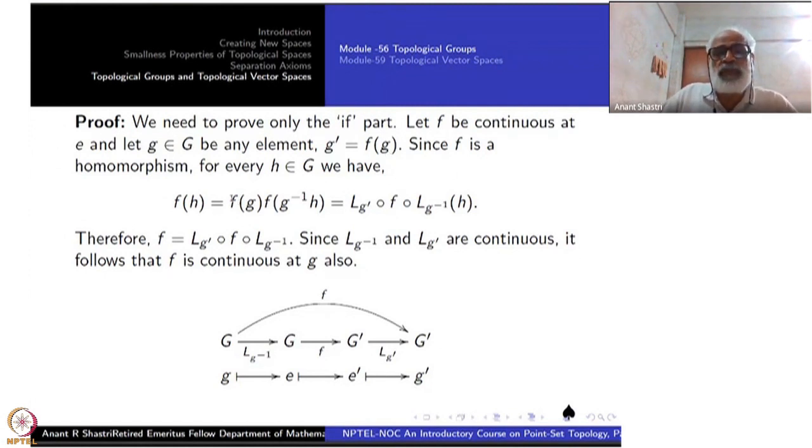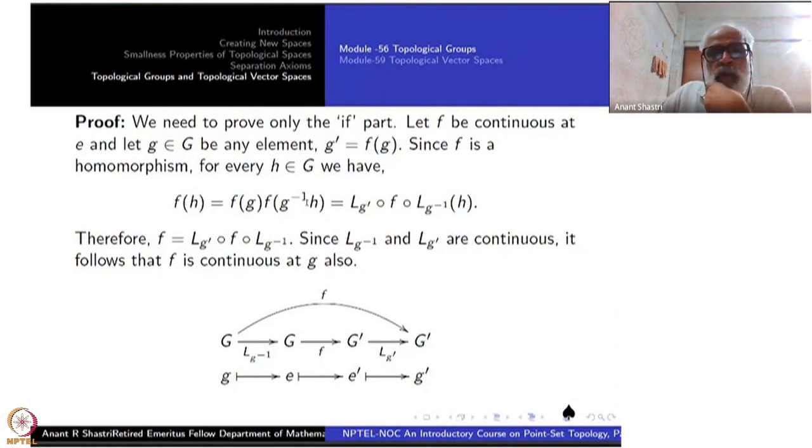Since F is a homomorphism, for every H inside G, we have FH. You multiply G inverse on this side, F of G inverse will come out, right? F of G inverse, again by the same multiplication, it is FG, FG inverse. So FG inverse cancels out, and only FH remains from here. So what I have done is, I multiplied G inverse on the left inside the bracket. So outside the bracket, it will be FG inverse because F is a homomorphism. So I have to compensate for it. So I am multiplying again by FG so that it cancels out.